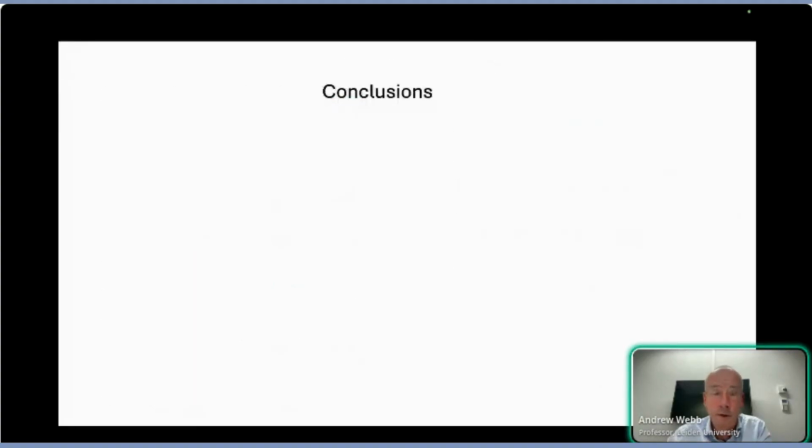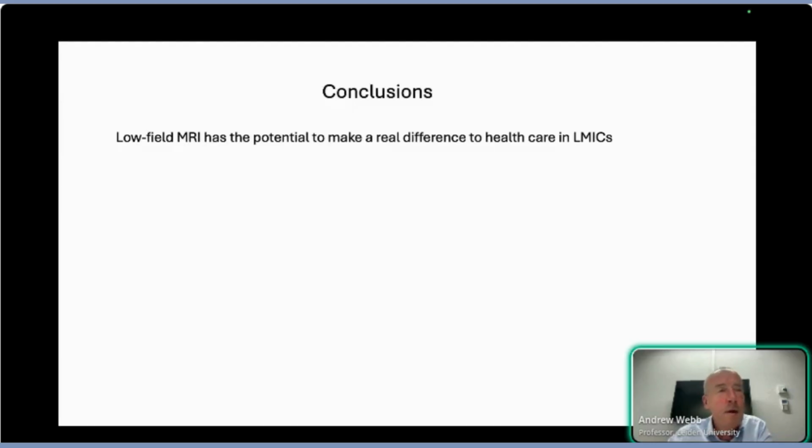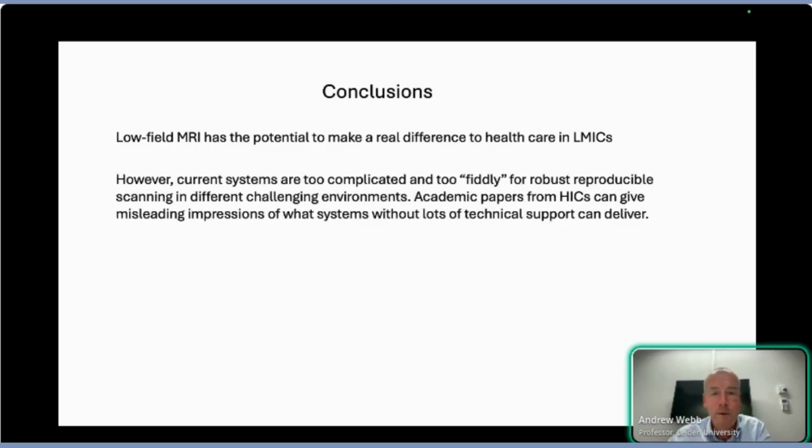So the conclusions for this, let's be positive. The end shows some real barriers, but low field has an unparalleled potential to make a real difference in healthcare, right? 0.55 Tesla, 3 Tesla, 1.5 Tesla, it's never, ever going to have the same potential that we have with low field MRI. But our current systems are just too complicated and too fiddly at the moment.